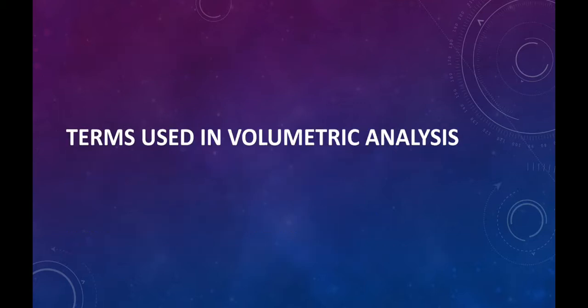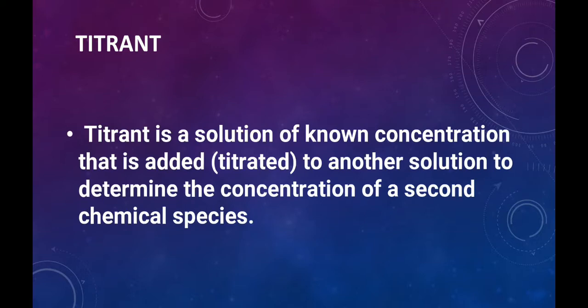There are some terms used in volumetric analysis. What are these terms? First of all, titrant. Titrant is a solution of known concentration that is added to another solution to determine the concentration of a second chemical species.